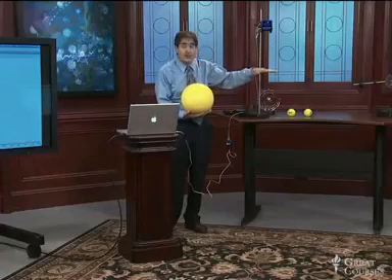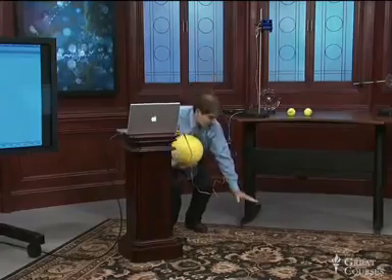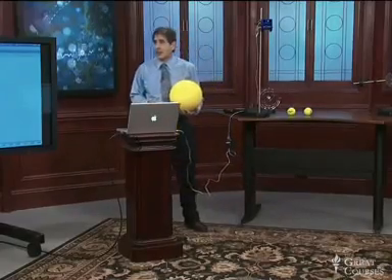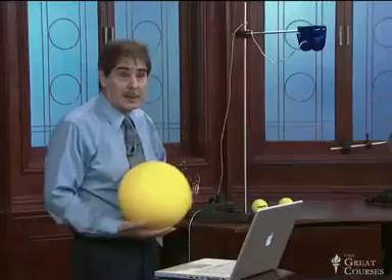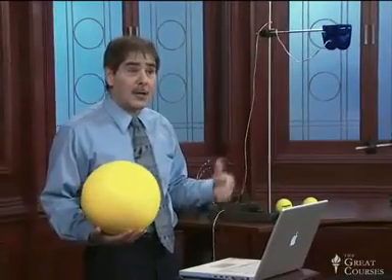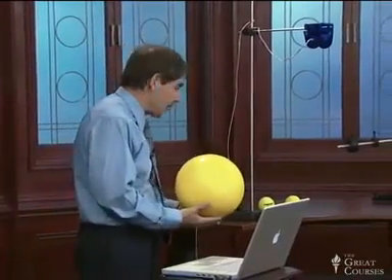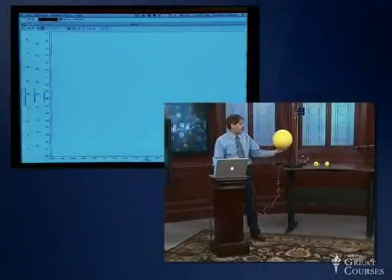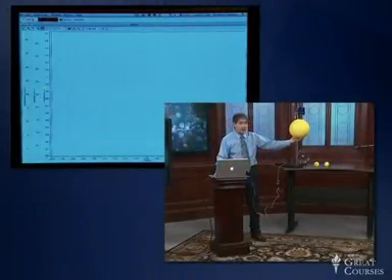And then when it gets about this far from the sensor, it will start taking data, and the sensor will automatically stop when it gets a little bit above the floor. So that's going to be the experiment. A lot of lead into it, but it's going to be over in a very short time. So here we go. I'll start the computer, and the data will start taking as soon as the ball drops below a certain point. So here we go.